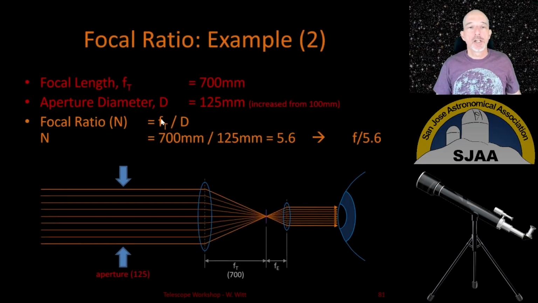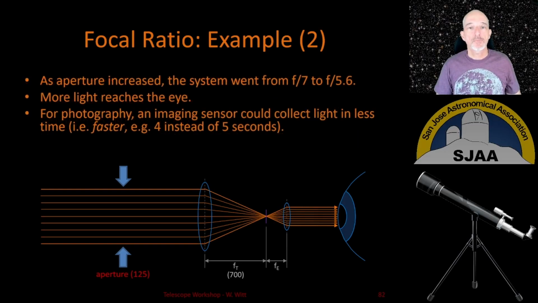And if I now change the aperture diameter, so I make the aperture larger, I'm now, for example in my cartoon here, picking up some more light. The top and bottom rays are additional that we didn't have before. If I then recalculate my focal ratio, it is now 700, unchanged from the last slide, over the now larger aperture of 125. So this division works out to be 5.6, and now my telescope is an f5.6. So as aperture increased, the system went from f7 to f5.6, and more light is reaching the eye.